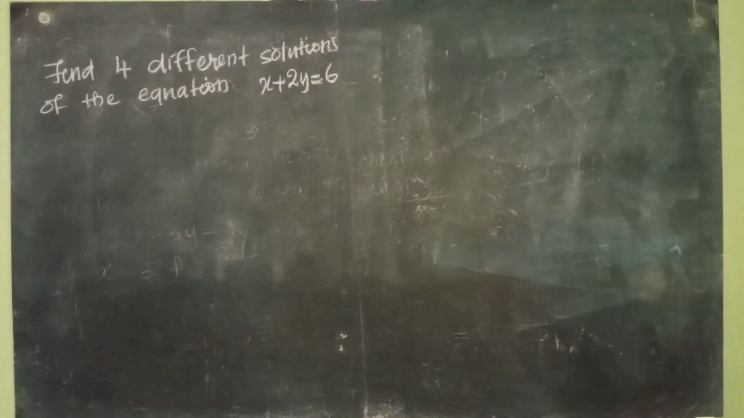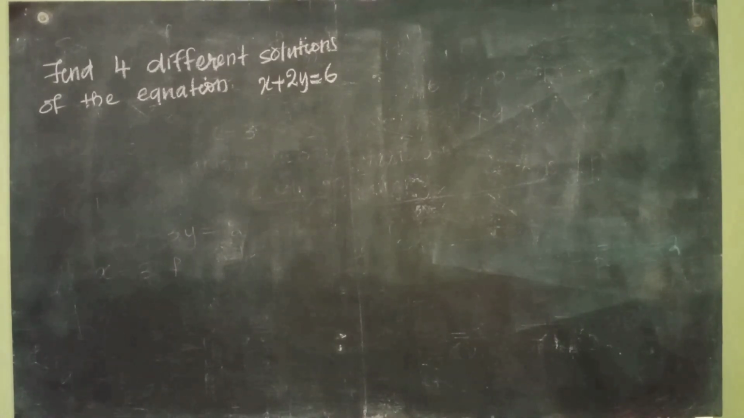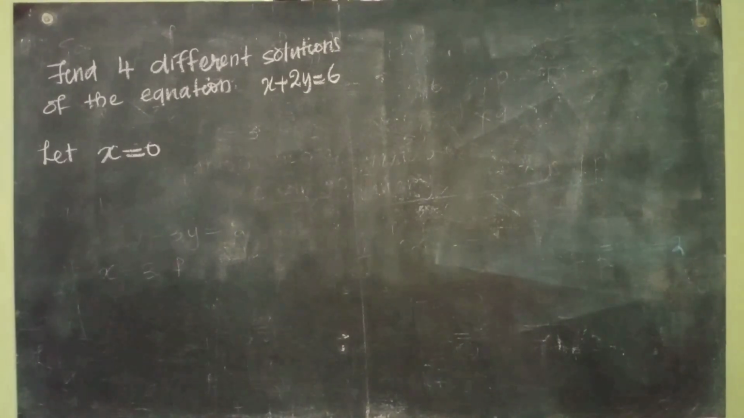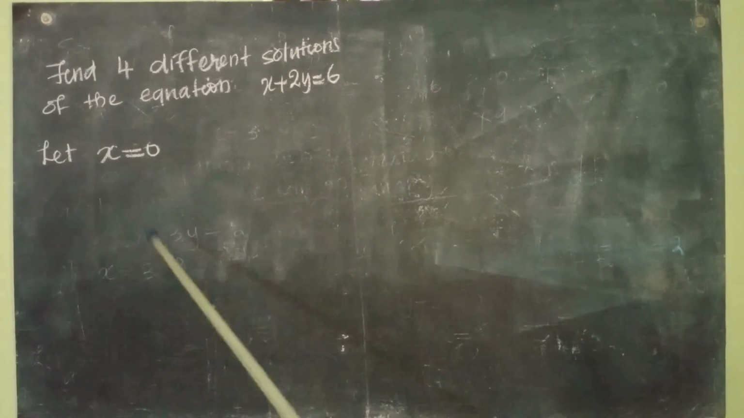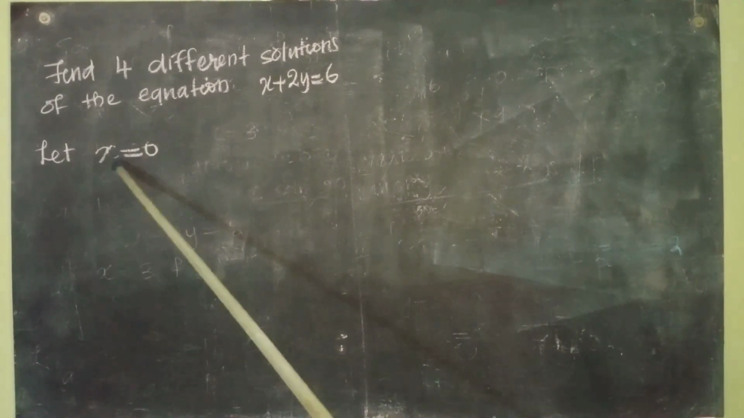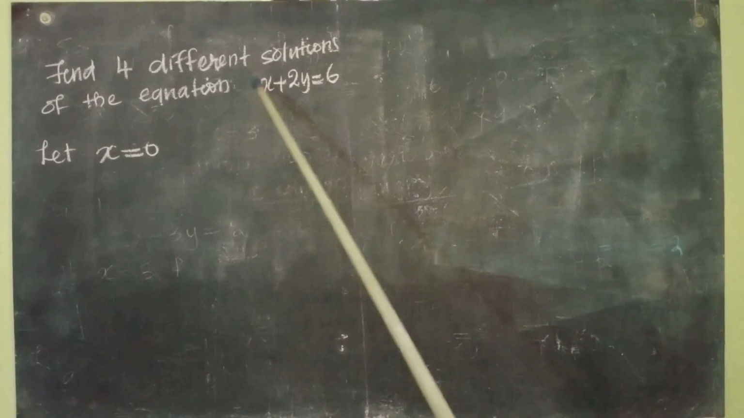Next, let us discuss one question. Find four different solutions of the equation x plus 2y equal to 6. We know a linear equation in two variables has infinitely many solutions. We need to find out four different solutions. Let us find out. To find the solution of the linear equation, first we need to give any value for one of the variables. Any value we can give.